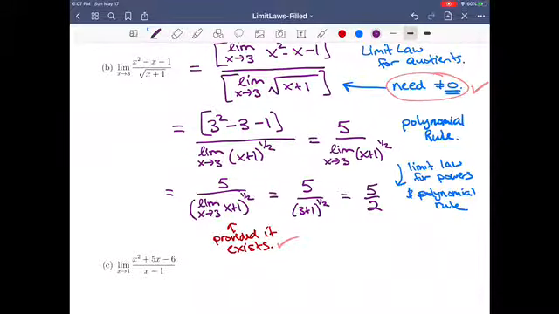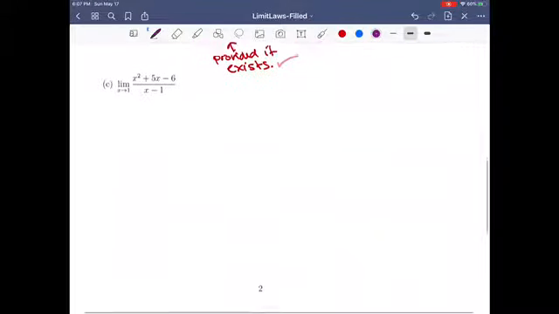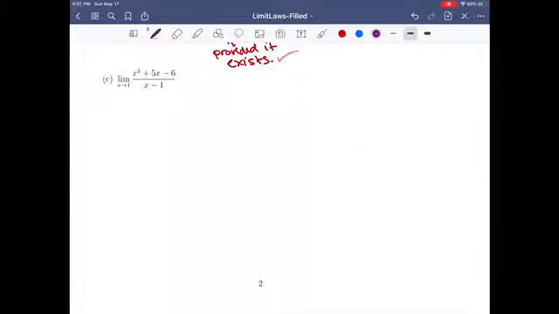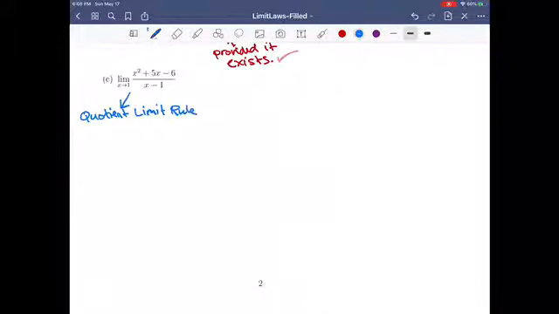Okay, let's try another one. So here I have another fraction. This turns out to be a rational function. I want the limit as x goes to 1 of x squared plus 5x minus 6 all over x minus 1. Now, I don't want to use the quotient limit rule here. So here's an example where it won't apply.